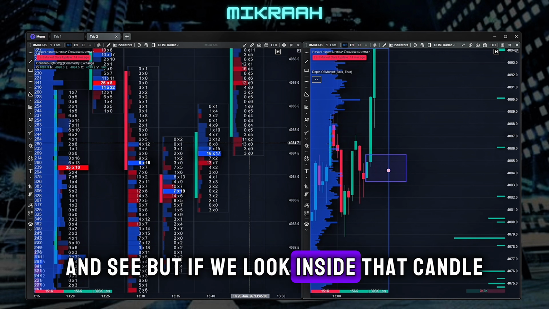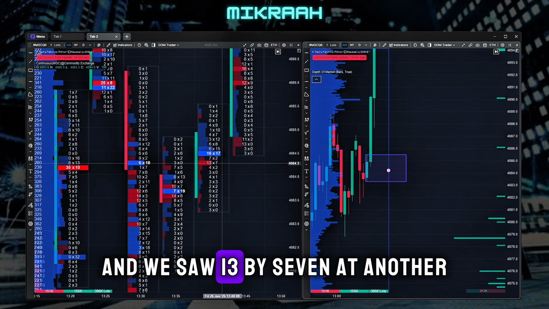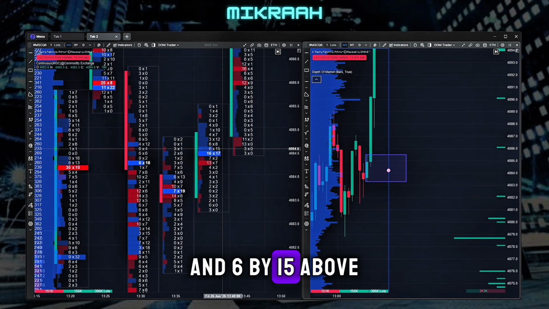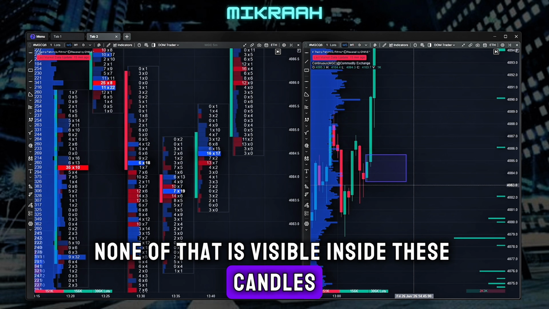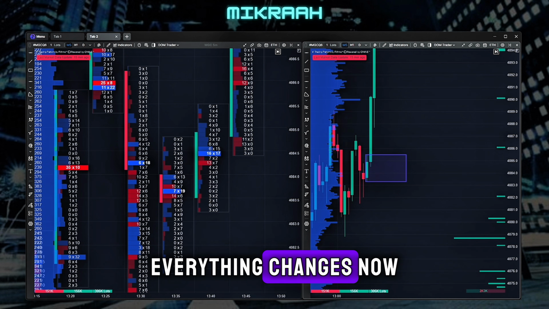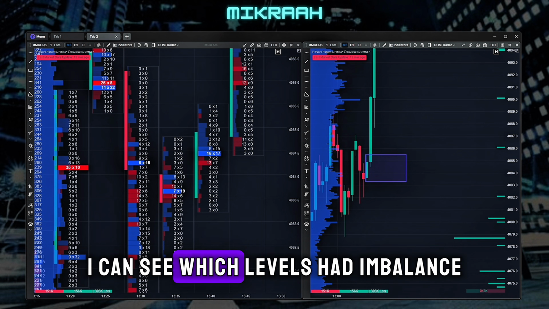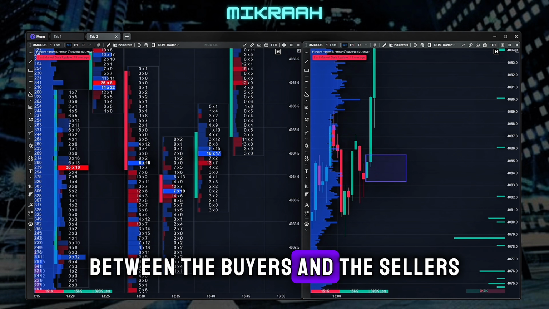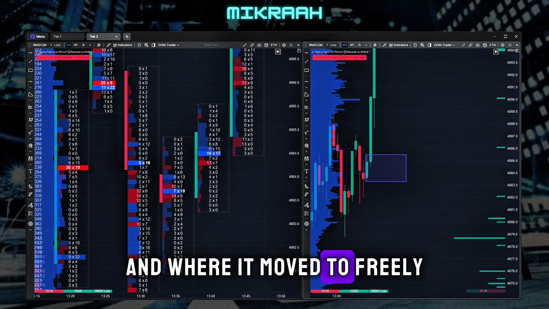But if we look inside that candle, we saw 16 by 17 at one level, and we saw 13 by 7 at another, and 6 by 15 above. None of that is visible inside these candles. So the moment we switch to footprint, everything changes. Now I can see where the real aggression was concentrated. I can see which levels had imbalance between the buyers and the sellers. I can see where the market found resistance and where it moved to freely.